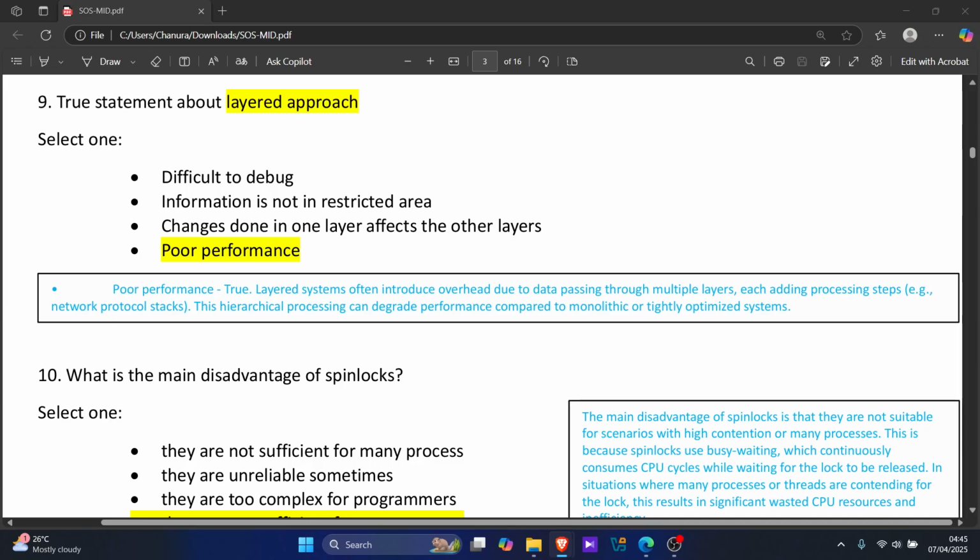Difficult to debug, maybe not necessarily true. If layers are modular, debugging could be easier. So maybe this is false. Information is not in restricted area. Since layers encapsulate their data, information is restricted. So the statement is false. Changes affect other layers. If interfaces are maintained, changes in one layer shouldn't affect others. So this is false. Therefore, poor performance is the correct answer. The provided explanation aligns with what I know about layered systems introducing overhead due to multiple layers of processing.